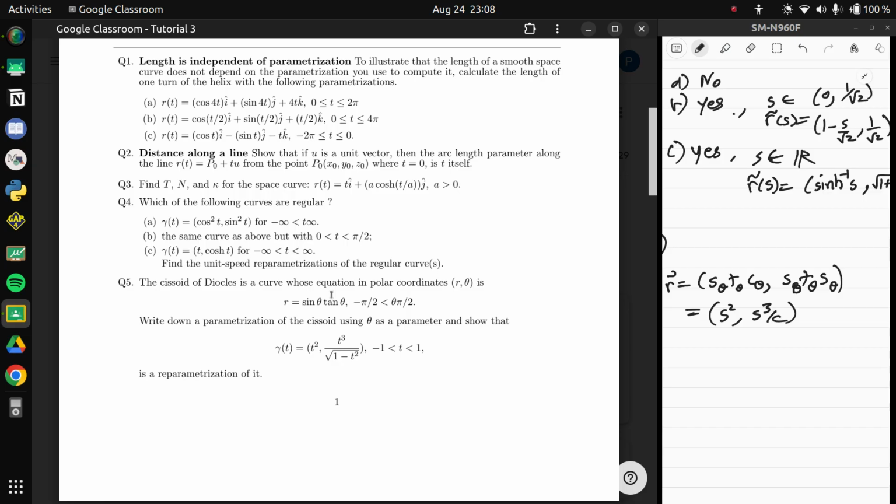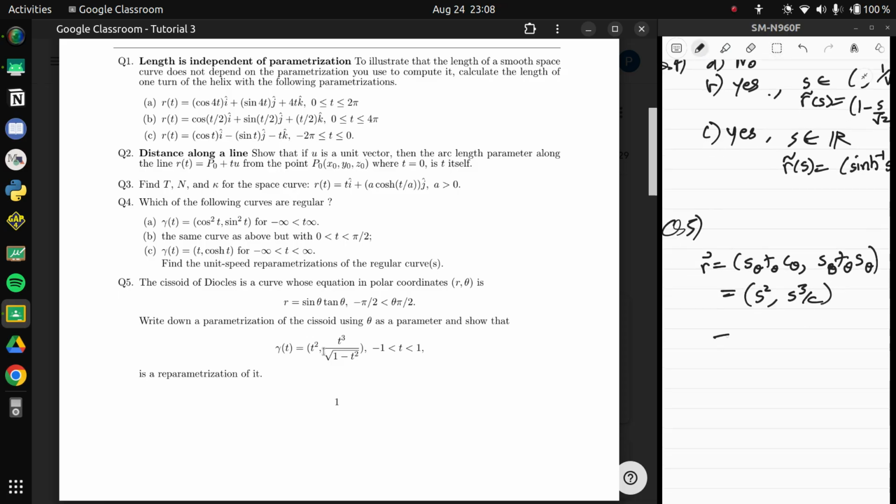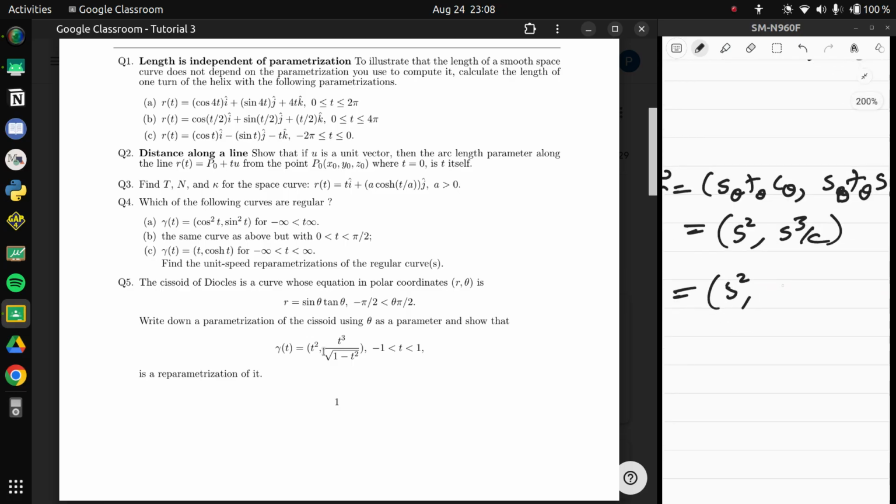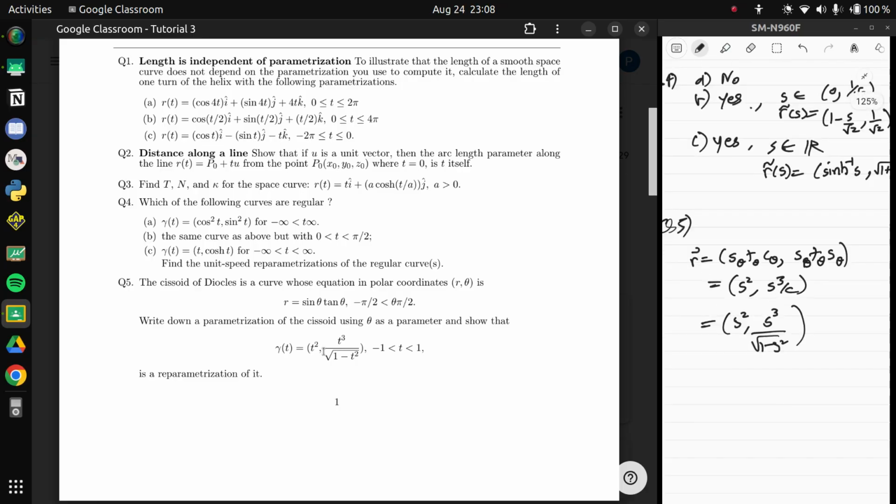What do we want? Oh, we want to reparameterize this thing. So basically s squared should be equal to t squared. So you're saying that t equal to s. Just set t equal to s. So you've got s squared, comma, s cubed upon the square root of 1 minus s squared. This was easy. This was very easy.